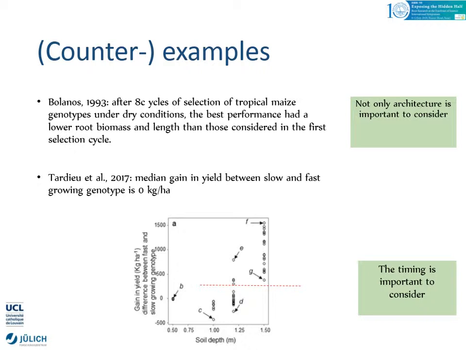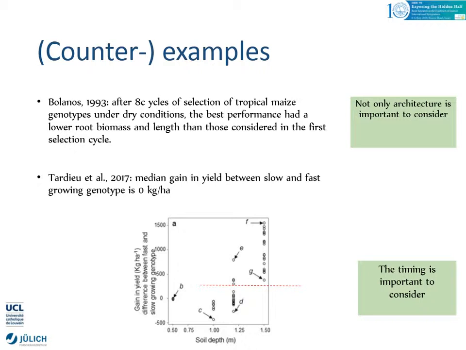In the second example, coming from Mathieu et al. in 2017, they compared, it was a modeling exercise, they compared a fast and slow growing genotype. And they had different soil depths. This is the x-axis. And in the y-axis, you see the difference in terms of yield between fast and slow growing genotype.